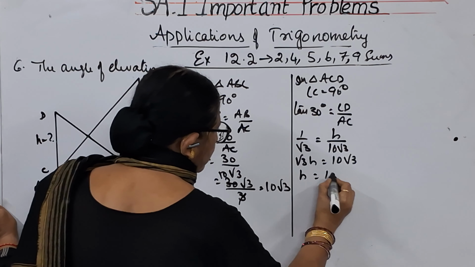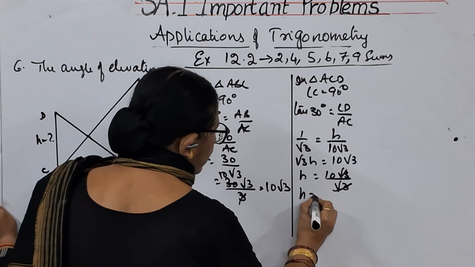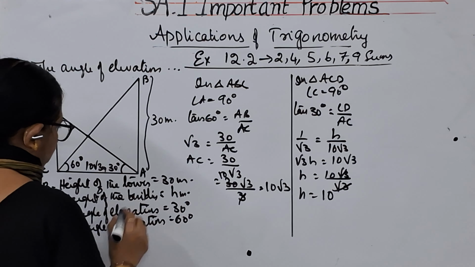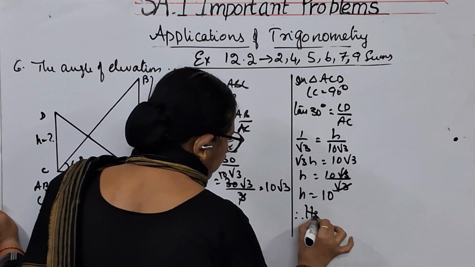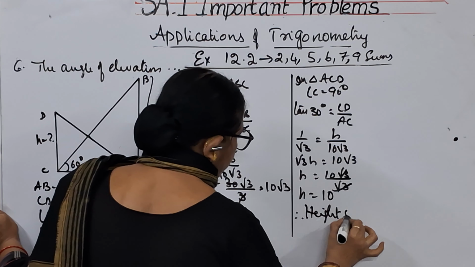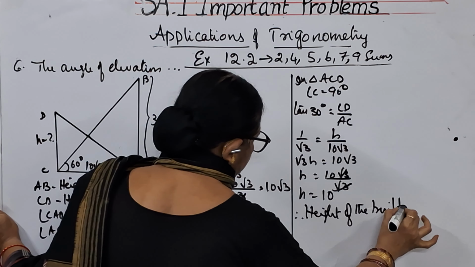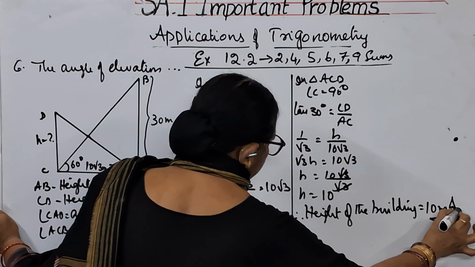So what is the height? 10 root 3 by root 3. These two will get cancelled. H is equal to 10. What is H? Height of the building. Therefore, the height of the building is equal to 10 meters.